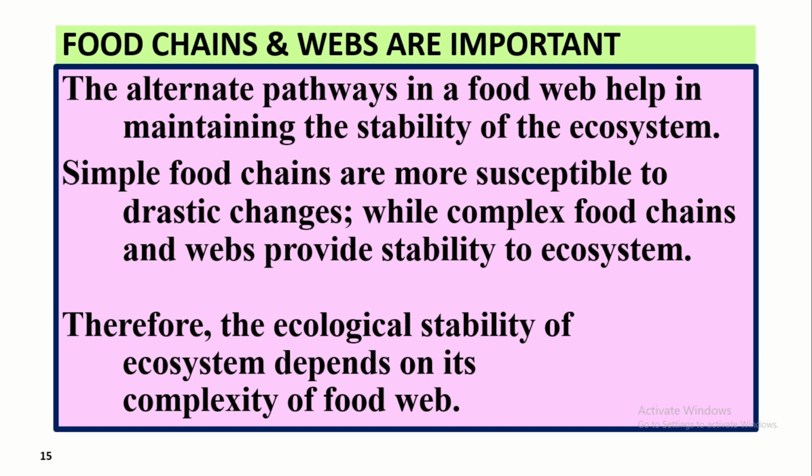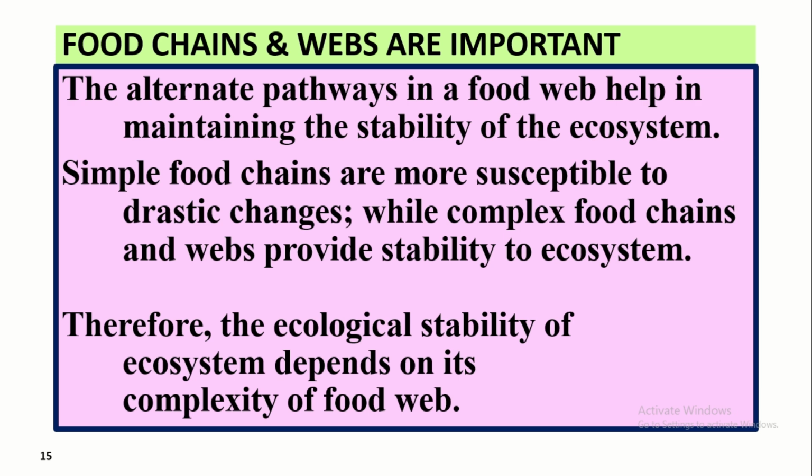Food chains or food webs are important. The alternate pathways in a food web help in maintaining the stability of the ecosystem. But if there are no alternate pathways, definitely the next level will be moving out of the habitat or die out. We have seen that the caribou in the polar regions depend upon the lichens, and in the winter the lichens become snow covered or do not grow, and come down to a low level.